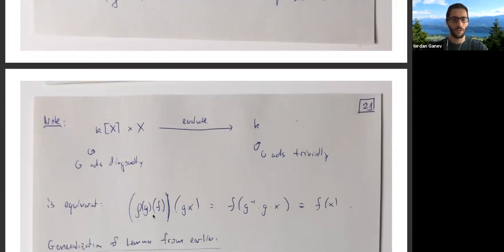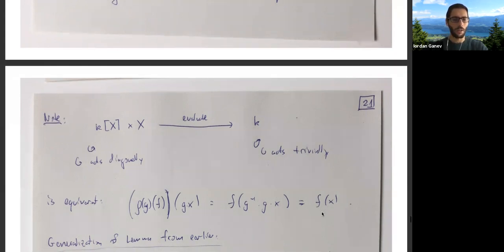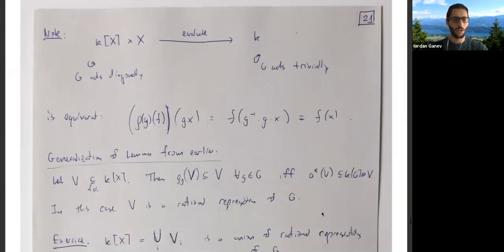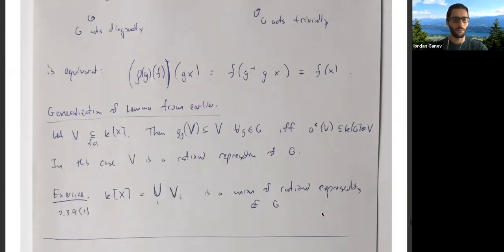So if we take rho of g, apply it to f, and then evaluate that at the translate of x by g, then we get a bunch of cancellation, and we just get f of x. That's the trivial G action there. All right, and we have a generalization of the lemma from before.